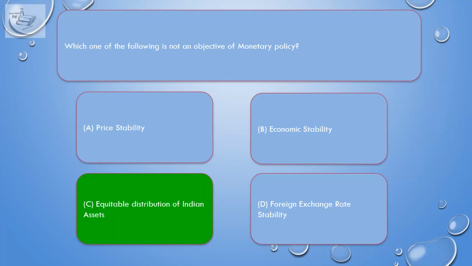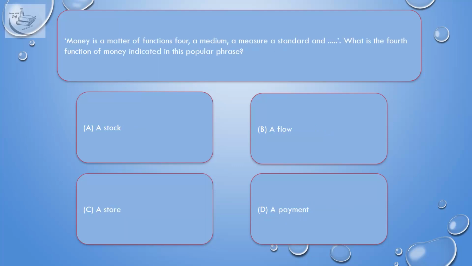Correct answer is C. Equitable distribution of Indian assets. Question: money is a matter of functions: a medium, a measure, a standard, and what is the fourth function of money indicated in this popular phrase? A. A stock. B. A flow. C. A store. D. A payment.